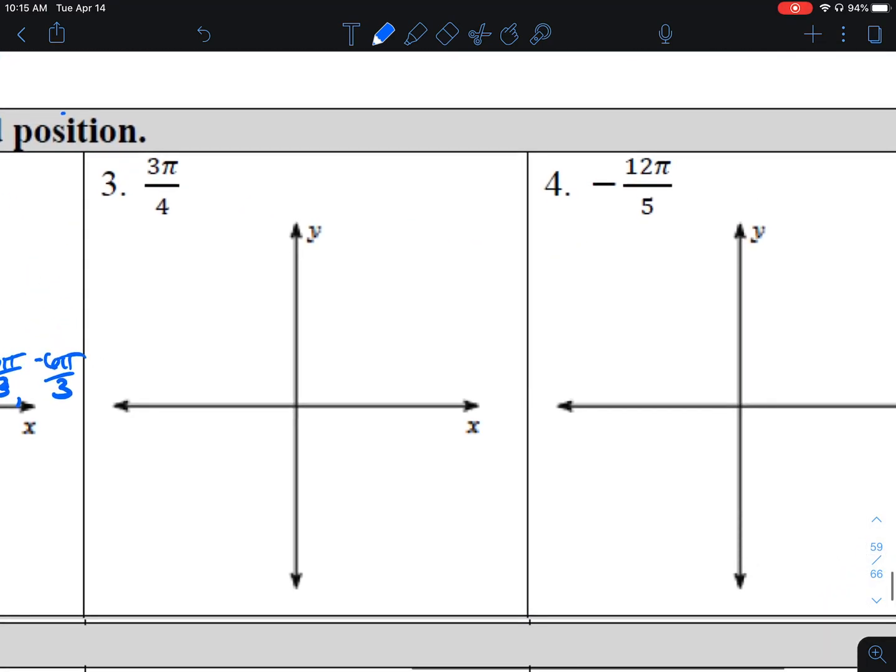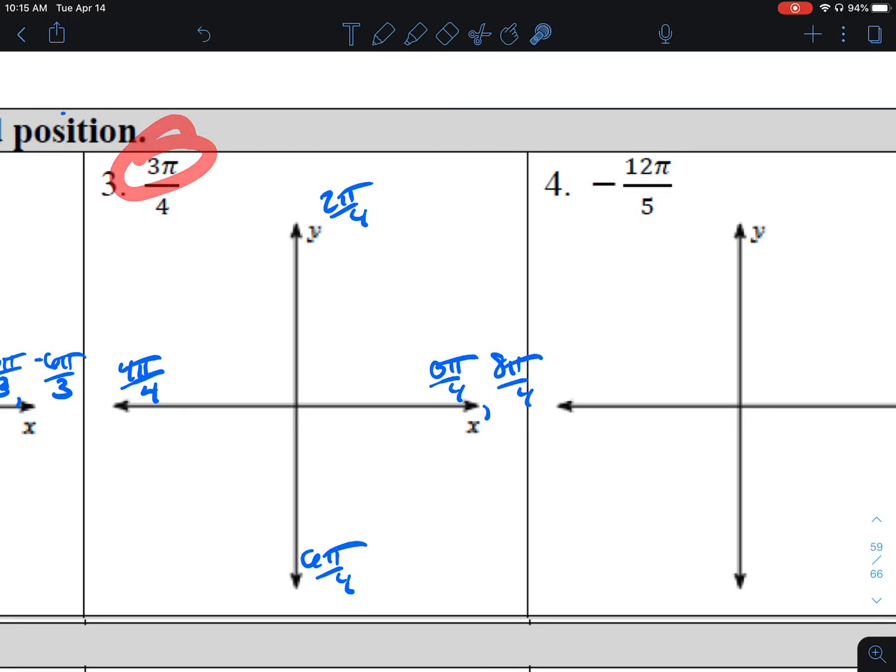Number 3, we got 3 pi over 4. I'm going to mark my quadrantal angles. We got 0 pi over 4. Halfway around is pi, which is 4 pi over 4. Halfway between those is 2 pi over 4. So the numerator is increasing by 2 each time. So we get 6 pi over 4 here. When we get back to the beginning, we're going to have 8 pi over 4. 3 falls between 2 and 4. So this is going to be in quadrant 2.